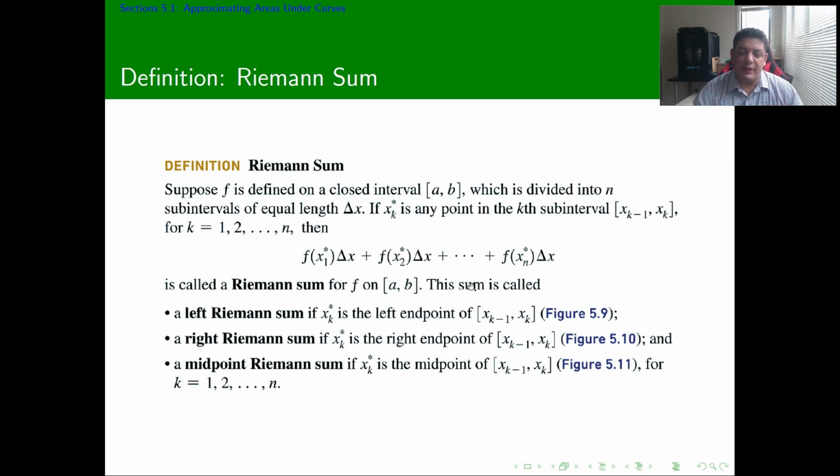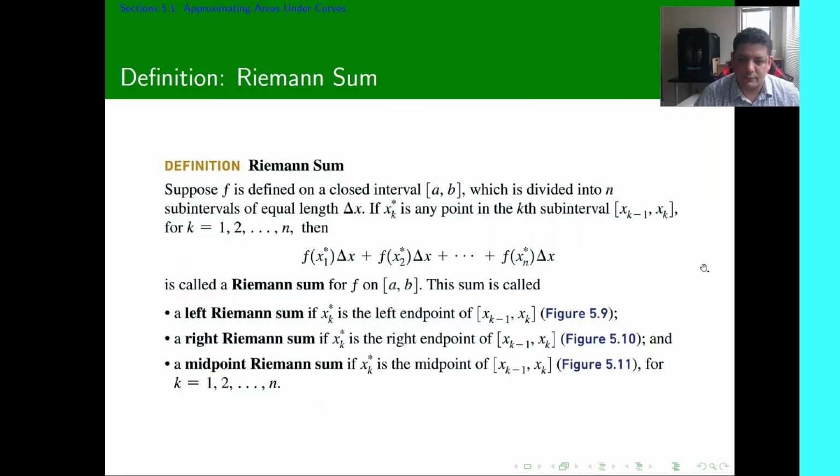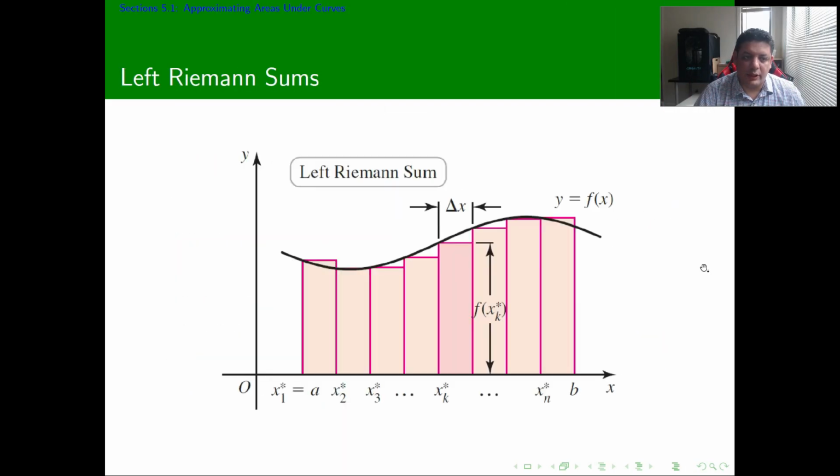And now, depending on where the point is, this x1 star can be to the left of the interval, the right side of the interval, or the middle point of the interval. And so depending on that, we're going to have a left, right, or midpoint Riemann sum. Okay, so the first is the left Riemann sum.